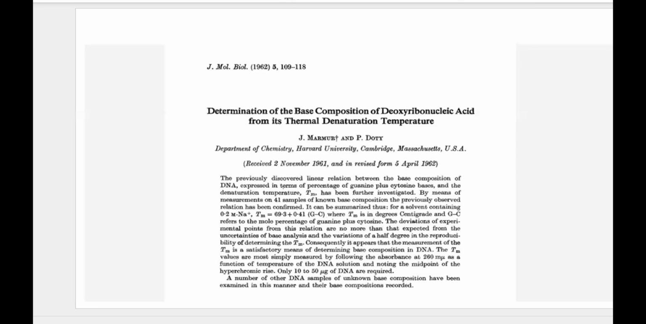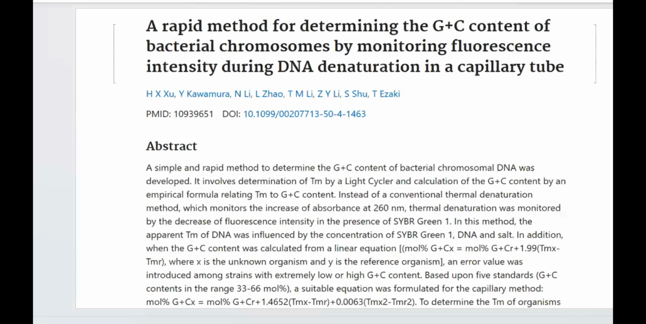Now, are there any other methods to find the GC content? Yes, a rapid method. I could find one paper that talks about the use of fluorescence and monitoring fluorescence intensity during DNA melting. UV absorbance was the first principle, measuring absorbance of UV light by melting DNA. Here is a second method whose principle is measurement of fluorescence intensity when DNA is undergoing denaturation, and it is done in a capillary tube.